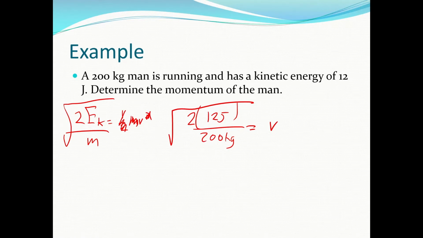So I'm just going to open our calculator so we can find out the speed. Right, and once we find the speed, well, we wait for that to open up. P equals mv. Once we find the speed, we just have to multiply it by the mass, which is 200 kilograms.